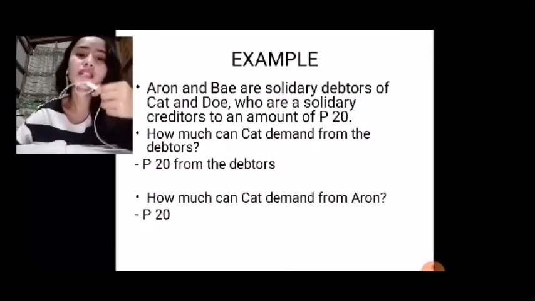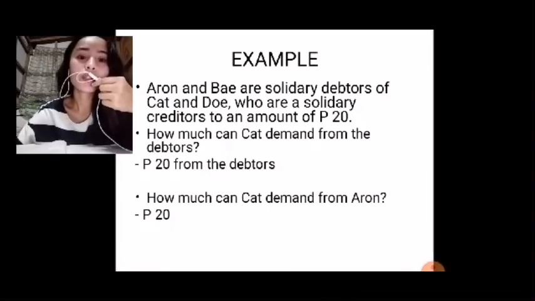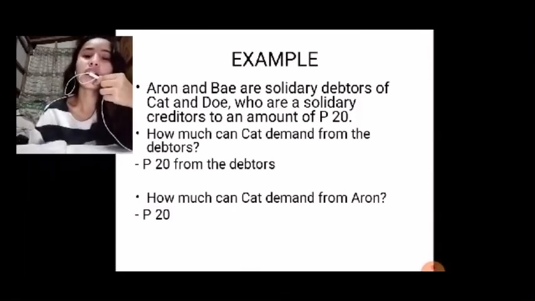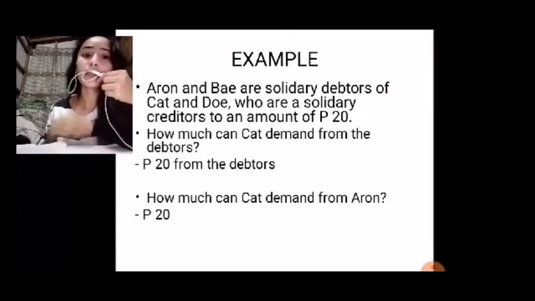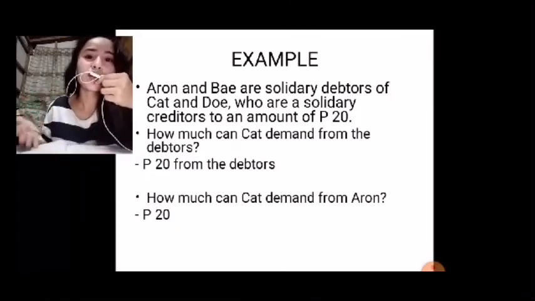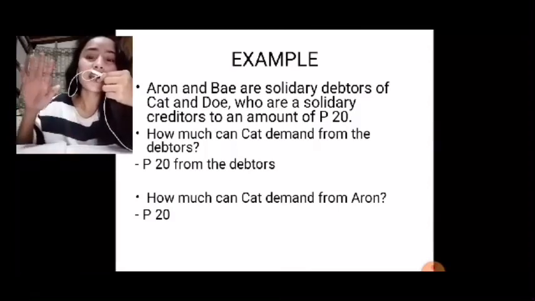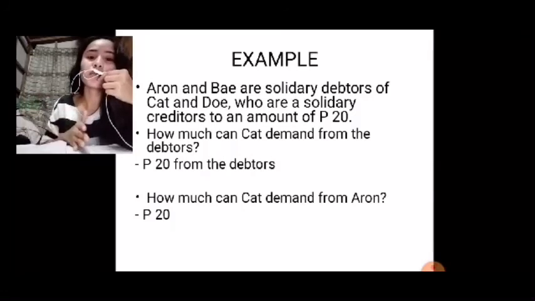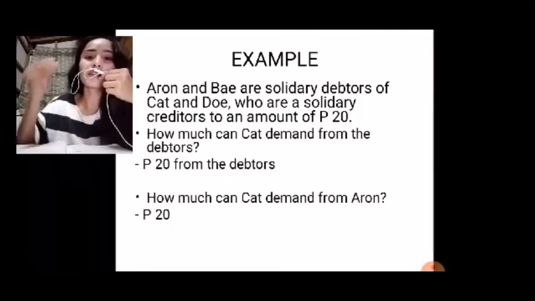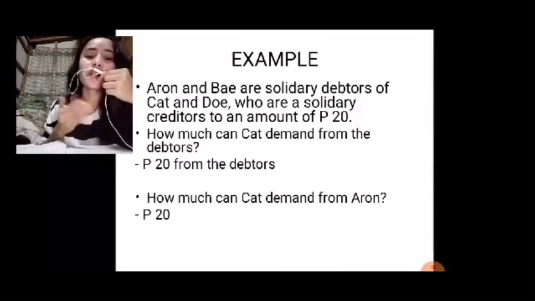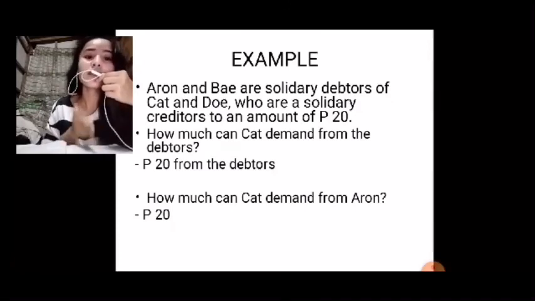So an example of this is Aaron and Bay are solidary debtors of Cat and Doe, who are solidary creditors, to an amount of 20 pesos. So kani ang question is, how much can Cat demand from the debtors? So pila di ang makuha ni Cat sa duha ka buok debtors? So of course kay si Cat, pwede man siya mo demand sa whole, no? Pwede siya mo demand sa whole obligation. So bali kani si Aaron and Bay, mag 10 pesos ra gihapon sila. So all in all, si Cat makakuha siya og 20 pesos from the two debtors.